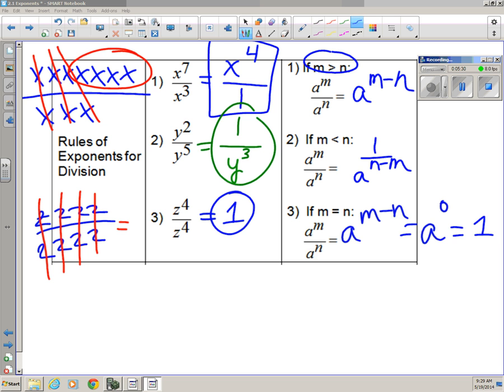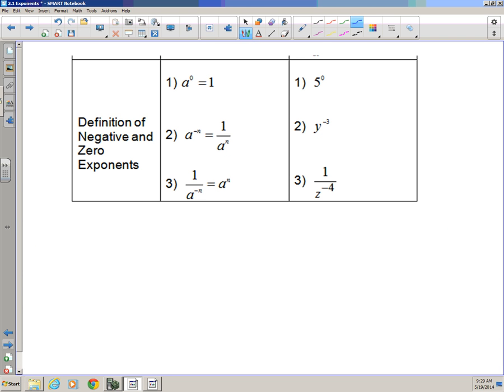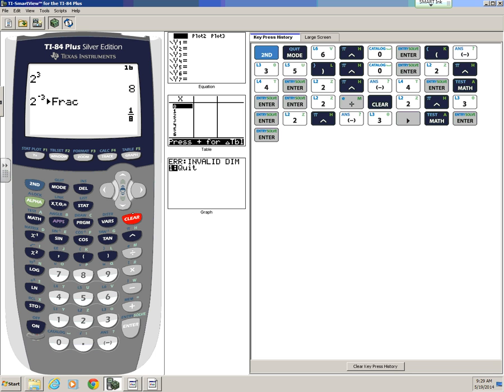Remember, don't forget things that you know already. 5 divided by itself is 1. Negative 2 divided by itself is 1. Z to the fourth divided by itself is also just 1. When you've got negative exponents and zero exponents, the zero exponent is something I can show you, but anything to the power of 0 is 1. So 5 to the 0 is just 1. And that essentially is something you could see on your calculator.